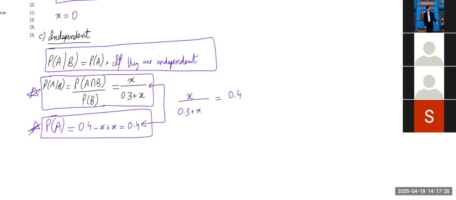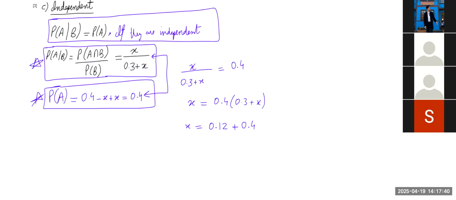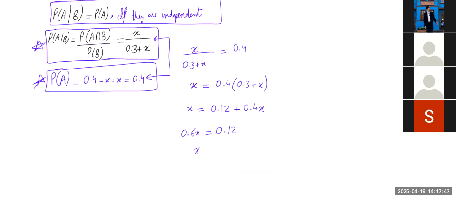I will multiply both sides by 0.3 plus x, which gives me 0.4 times 0.3, which is 0.12, plus 0.4x. I'm going to subtract the 0.4x on the left side, and I'm going to divide both sides by 0.6 now, which gives me 0.2. One second. Yeah, 0.2. So x must be 0.2 if I want them to be independent.